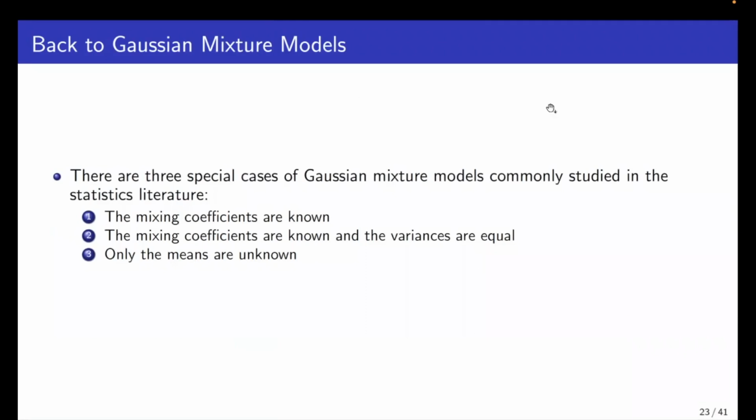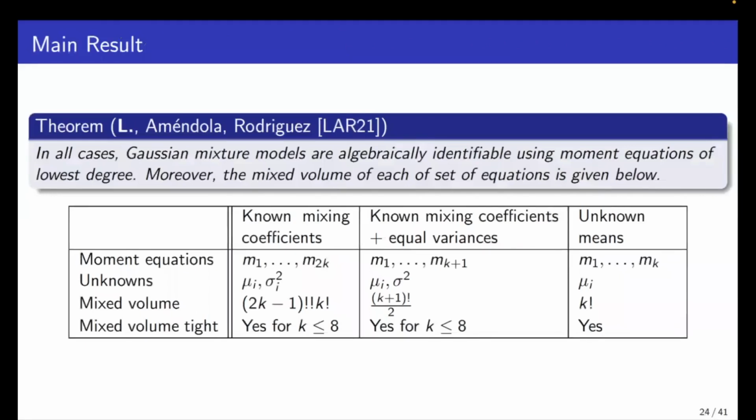And so we studied all 3 of these cases, and this brings us to our main result. What this says is that in all cases, these Gaussian mixture models are algebraically identifiable using moment equations of lowest degree. Moreover, we give an upper bound on the number of solutions to each set of equations. So let's parse this. Let's consider the first case.